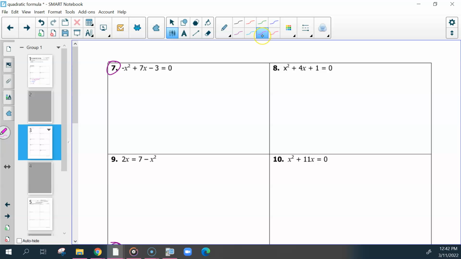What are your A, B, and C values for number 7? So A should be negative 1. B is 7, C is negative 3. We're on the back on number 7. We're not doing 6. Sorry.